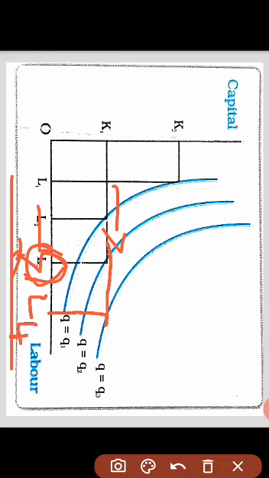Instead of 4 laborers, you are now using 8 laborers. That means automatically you are going to increase your production. Here in L4, you are going to use 15 laborers. Again the production will increase. So this is about the isoquant curve.